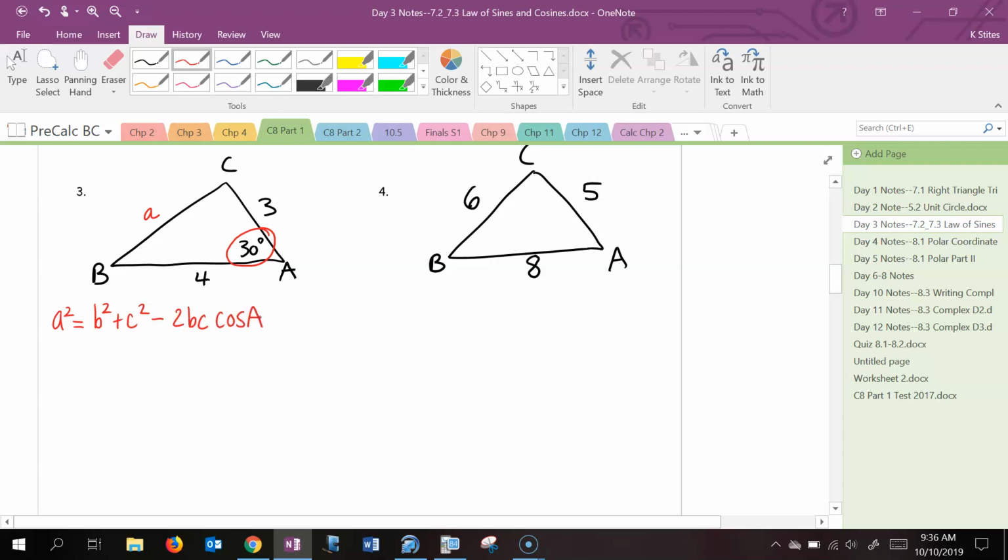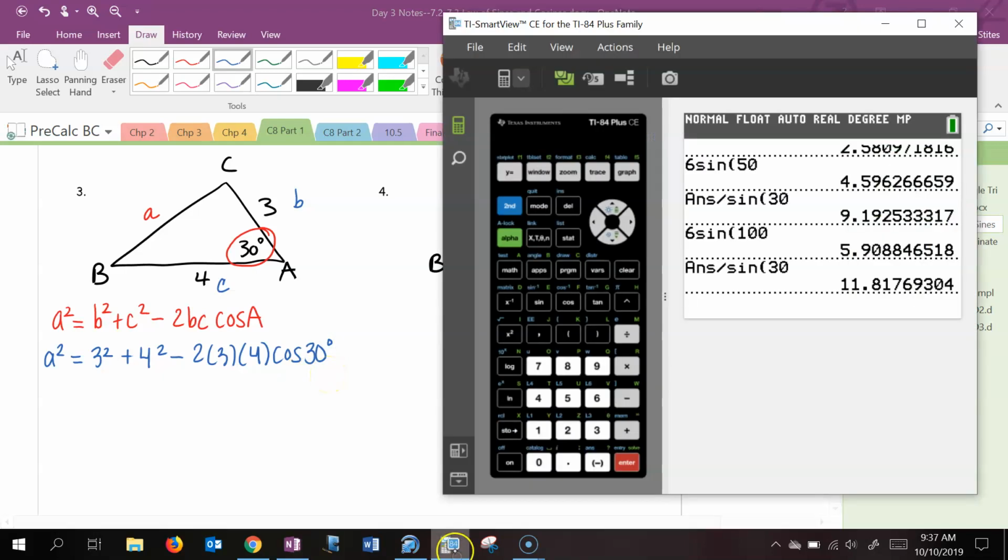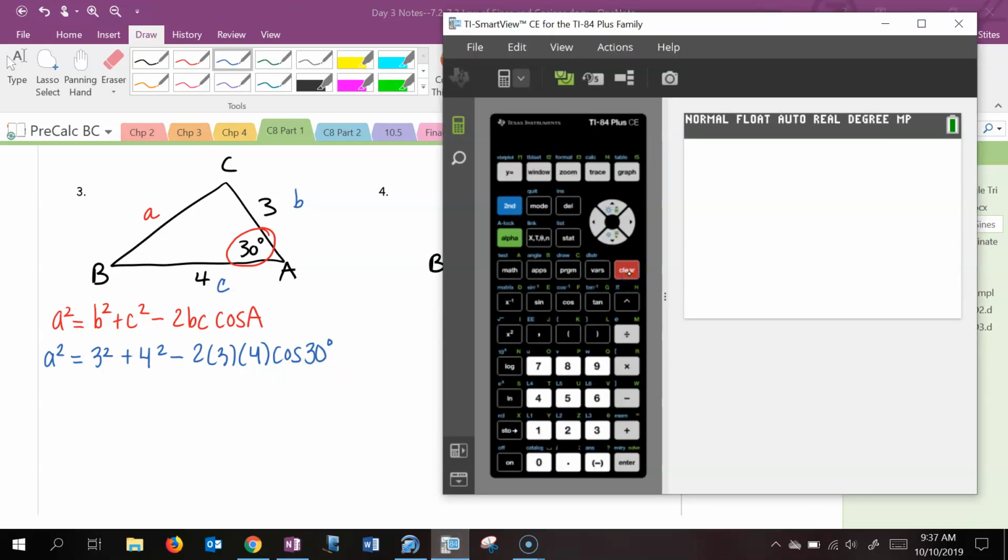And no, you don't have to write that out. Okay, I'm just writing it for my own sake. So a squared is what I'm trying to find. My b value is 3. My c value is 4. Make sure you put cosine, not sine, and my angle is 30 degrees. So notice, what's nice about this is that you have all of your numbers on one side, so we can literally just type that whole thing in. If you want to do it in parts, you certainly can.